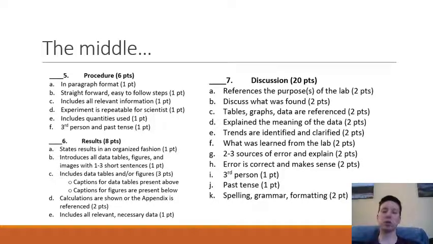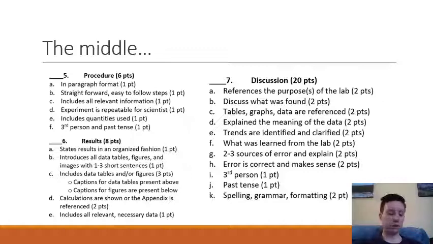Now the discussion, you'll notice it's out of 20 points. The discussion is the heart of the lab report. That's where all the important information is going to be. There were 3 parts, so there's kind of 3 purposes. This is where you want to make sure you include all of them. When you discuss what was found, that's essentially where you're stating the information.